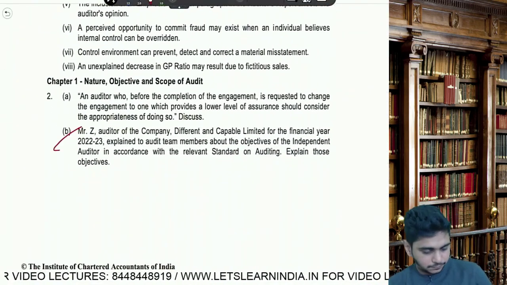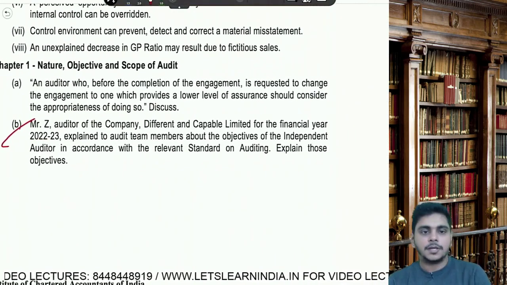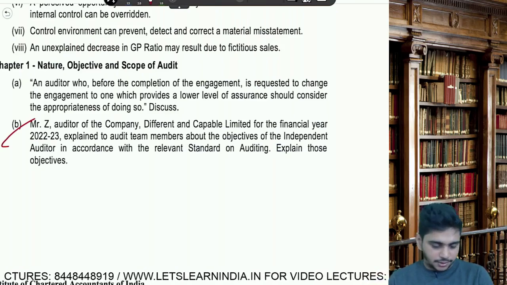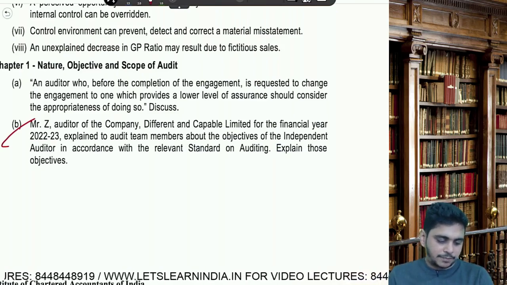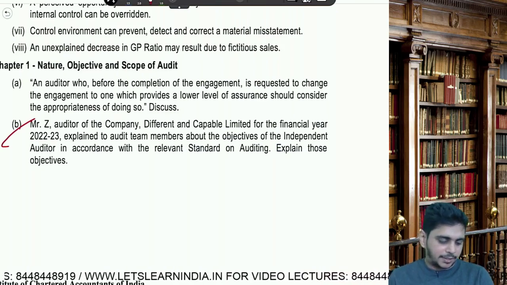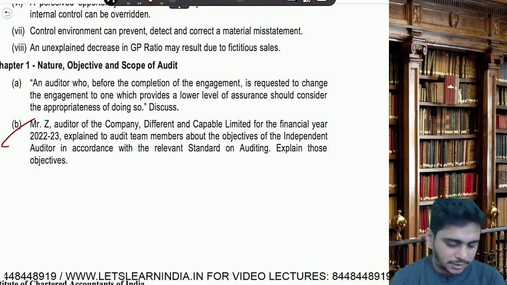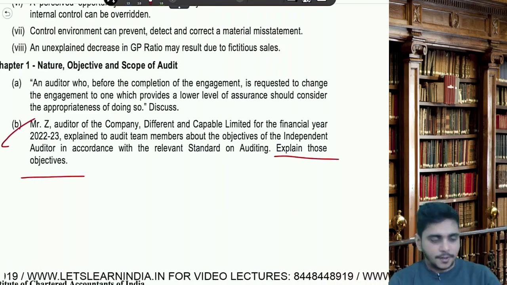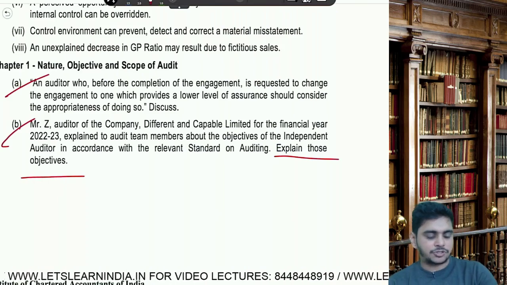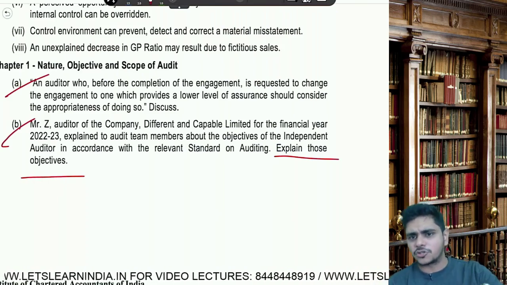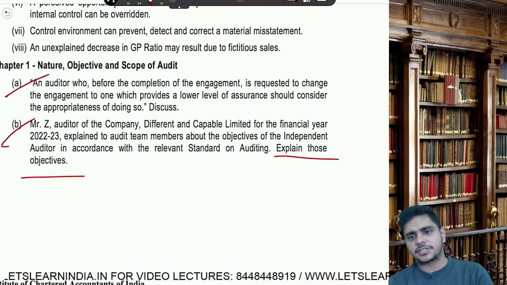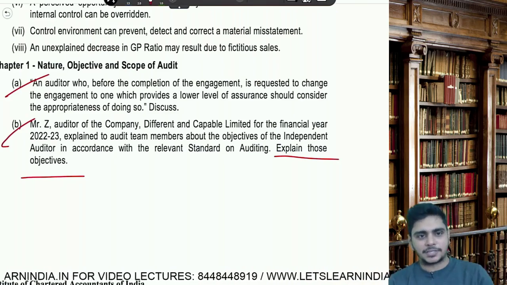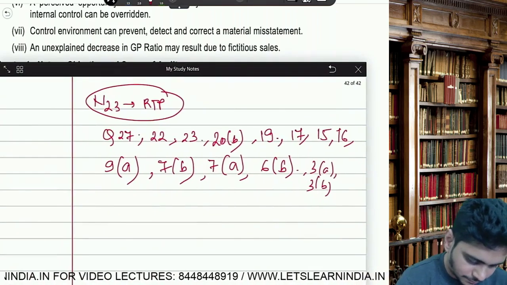2B. Mr. Z, the auditor of a company for the financial year 22-23, explain to the audit team members the objective of the independent auditor in accordance with the relevant SA. Explain those objectives. So SA 200 objectives: to give an opinion and to prepare a report. Model question. An auditor, before completion of the engagement, is requested to change the engagement to one which would provide a lower assurance. Justified or not justified? If justified you should accept it, if unjustified you should not accept it and withdraw from the engagement. SA 210. So just mark this question number 1A.